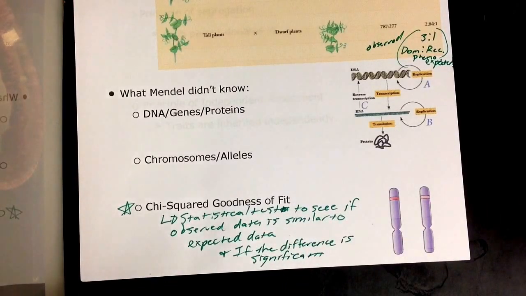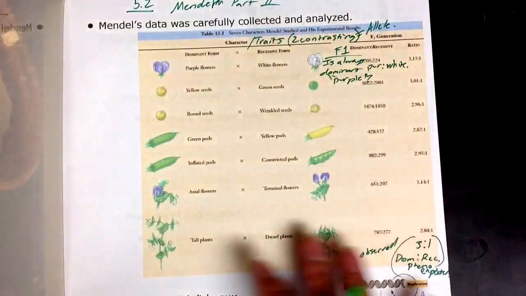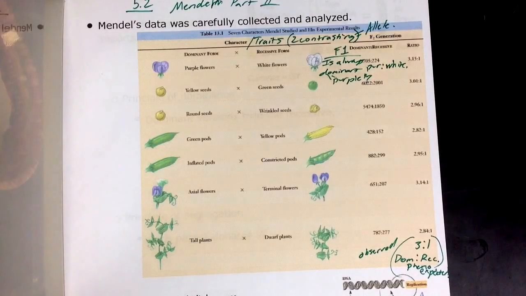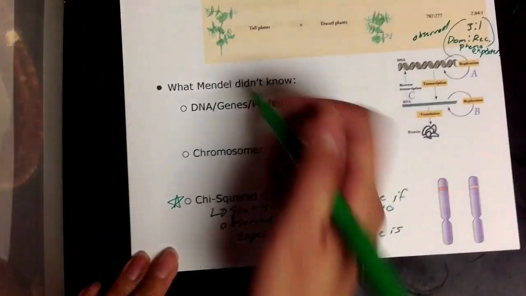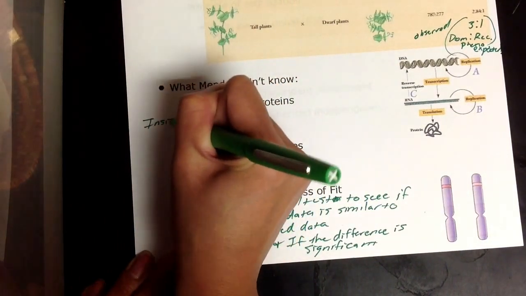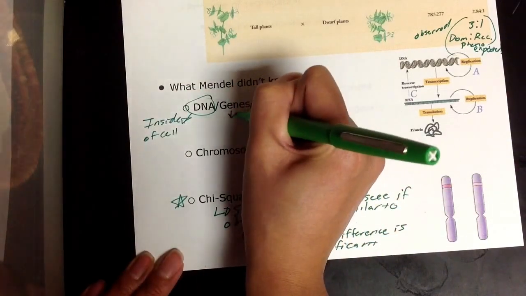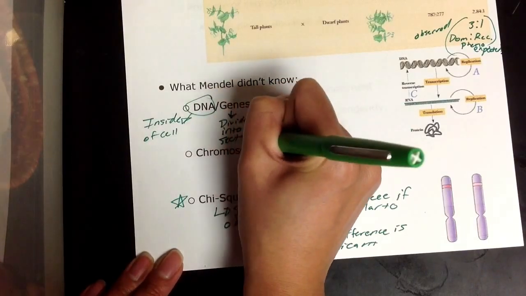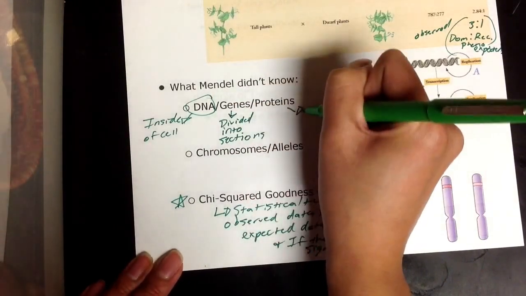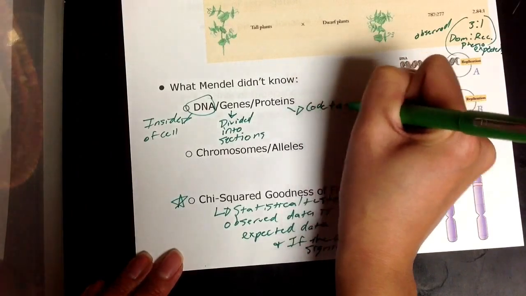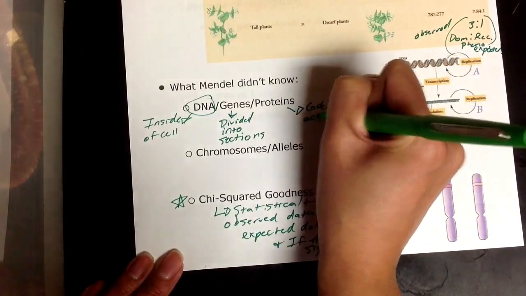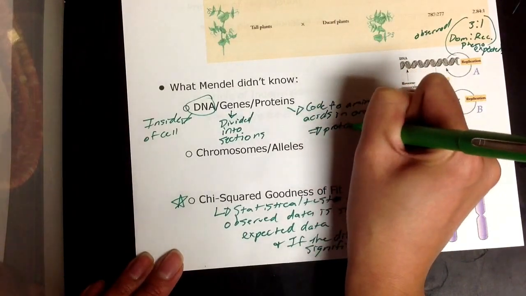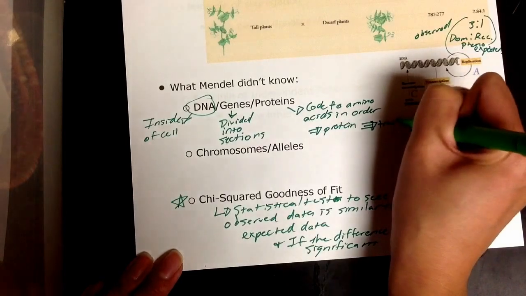Okay? So what did Mendel not know, even though he was able to figure out a lot of these traits, and that the purple flower was dominant over the white flower? What did he not know? Mendel didn't know about DNA yet. He didn't know that DNA was inside of a cell. And he didn't know that there were genes, or DNA that was divided into sections. And unlike us, he also didn't know that these coded for amino acids in a specific order that eventually formed a protein, which eventually formed your trait.